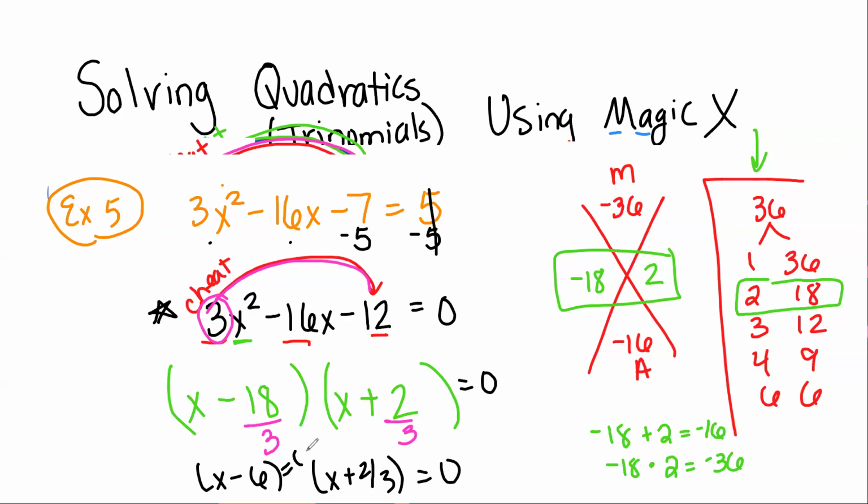Set these both equal to 0. You would add 6, so this would be x equals 6. You would subtract 2/3, so that would be x equals negative 2/3. So final answer, I'm kind of running out of space. X equals negative 2/3 and 6.